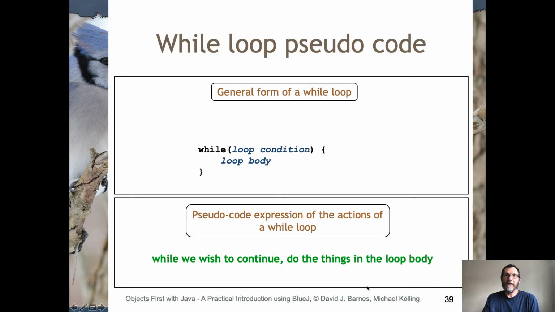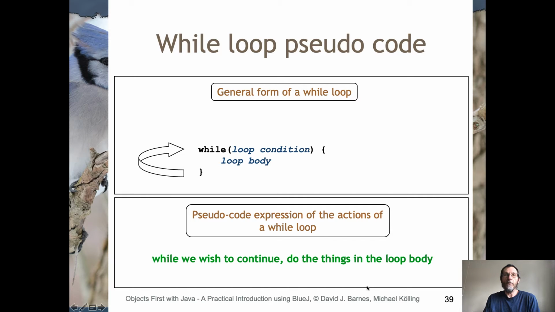This is the syntax for the general form of a while loop, and we could characterize it as expressing the idea that while we wish to continue, in other words, while the loop condition evaluates to true, we want to do the things that are inside the body of the loop. So a while loop is introduced by the while keyword. There's then a boolean test, which if it evaluates to true means we'll execute the body of the loop at least one more time. The body of the loop codes the actions that we wish to perform on each iteration.